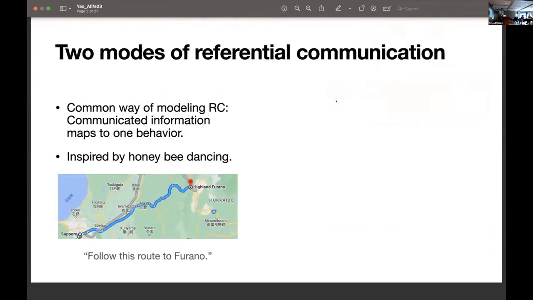In the literature, there's a common way of modeling referential communication. This is to evolve agents to map communicated information to a behavior, just one behavior that sufficiently completes the task. This is like if I tell you to visit the lavender field, you might just develop a way of following a route to a designated position in Furano to see the lavender. And this is often inspired by honeybee dancing, where what is communicated is a location that the bee has to go to.